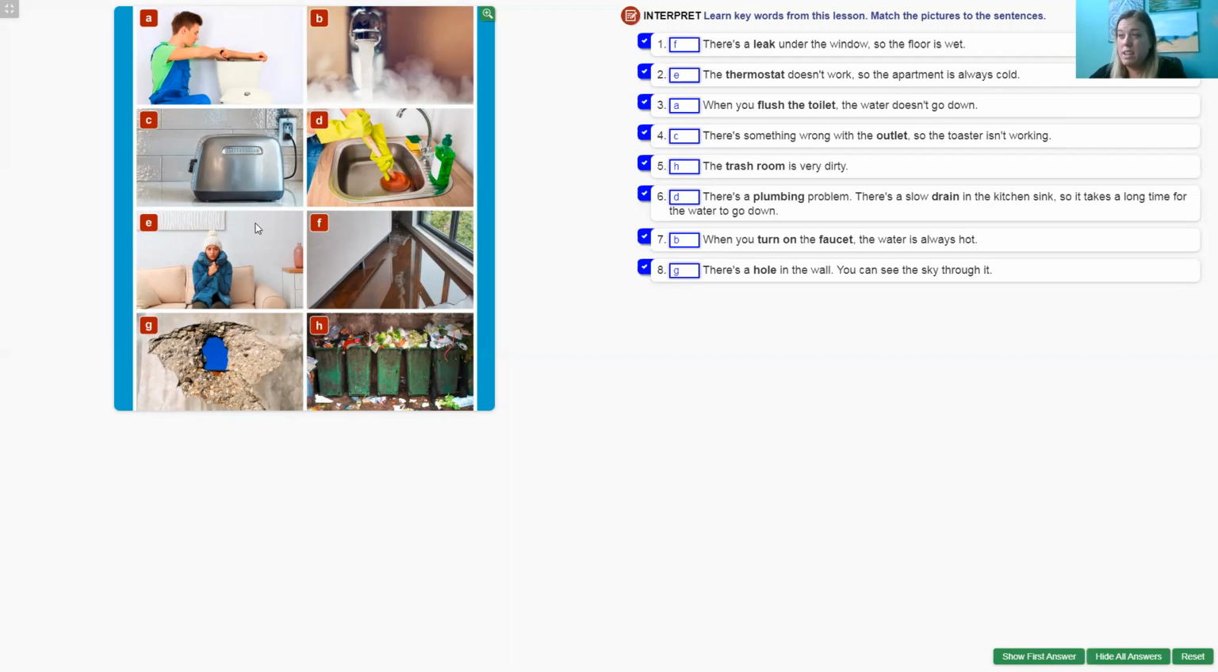Number two, the thermostat doesn't work, so the apartment is always cold. This is letter E. She's wearing a coat inside her apartment. That's a problem. So the thermostat, the machine that controls the temperature in the apartment, is broken. Three, when you flush the toilet, the water doesn't go down. This is letter A. He's working on the toilet. It's important that our toilet flushes and the water goes through the pipes.